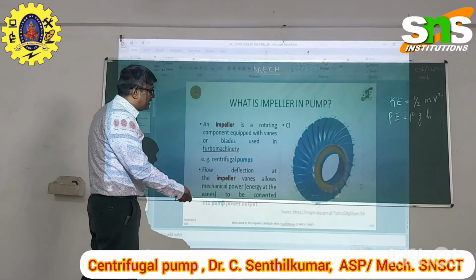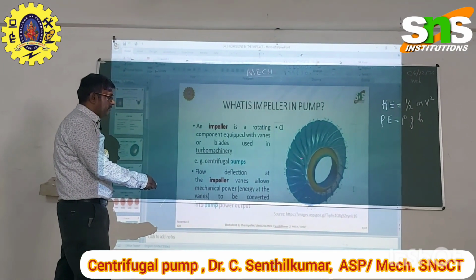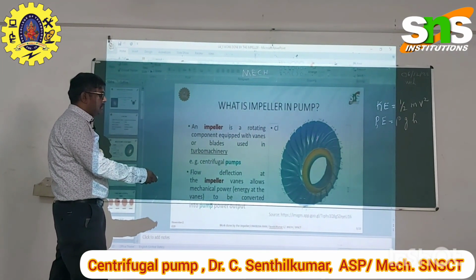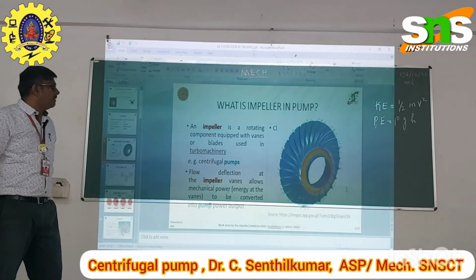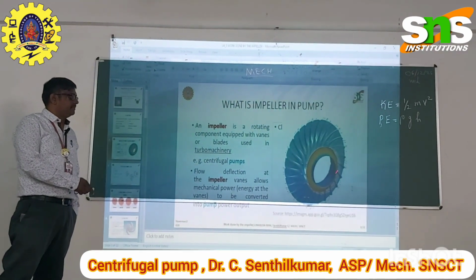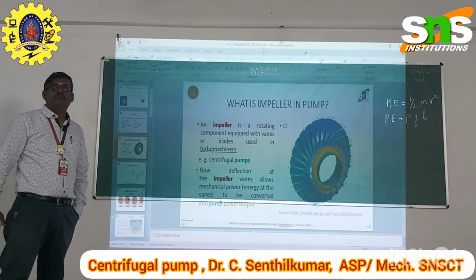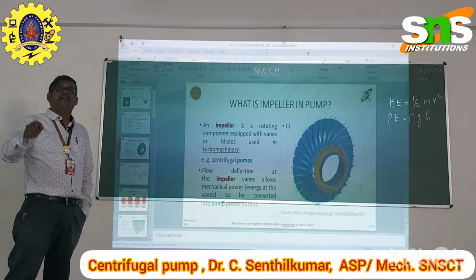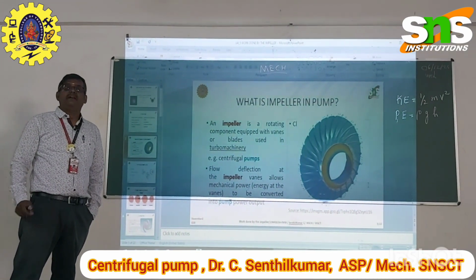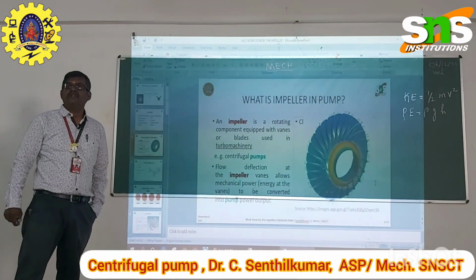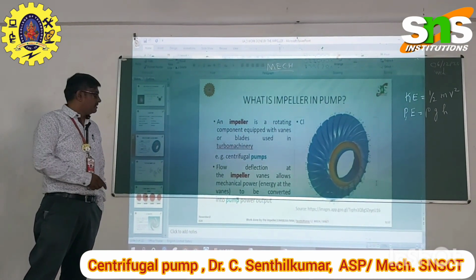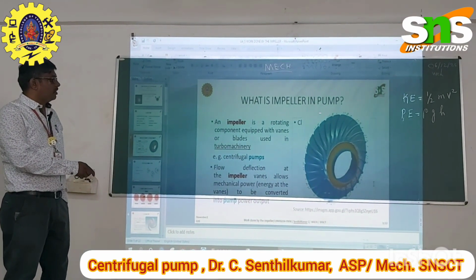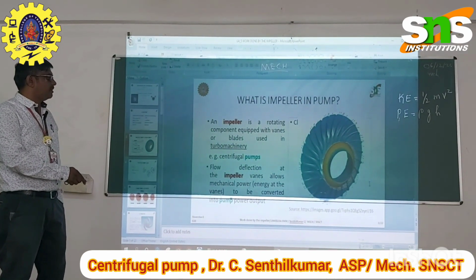Here we can see this is the impeller. These are the vanes. Each and every one is a vane. Vanes or blades are used in turbo machinery. Turbo machinery is a common terminology. A pump also comes under turbo machinery because it's a machinery. An example is the centrifugal pump, the best example.